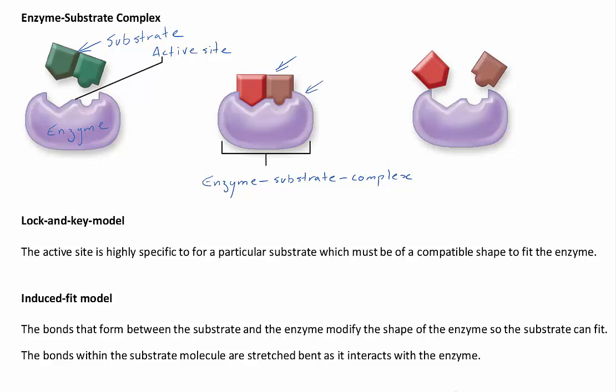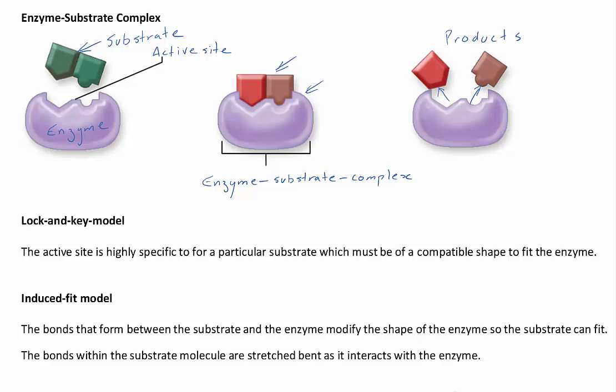After the reaction is complete, the enzyme releases the products of the reaction. And this means the enzyme is ready to catalyze another reaction. Often, cells only need small quantities of enzymes because they are unchanged by the reaction and can be used again.